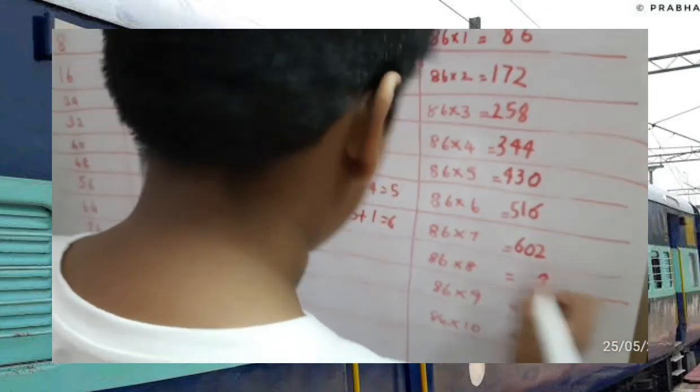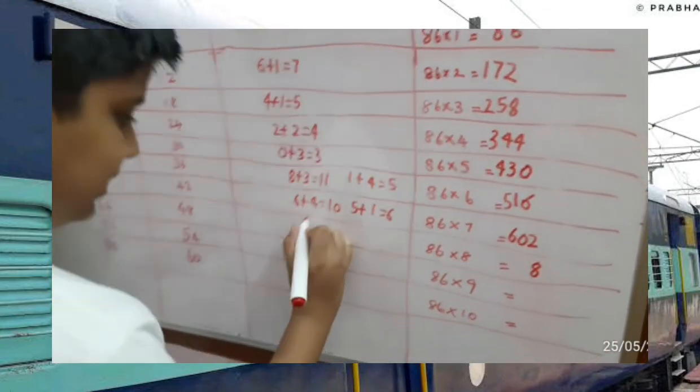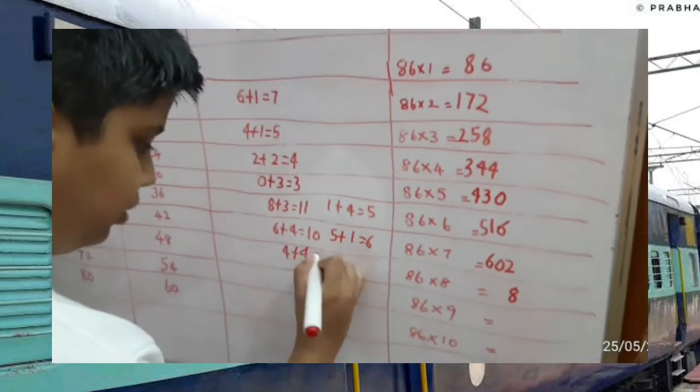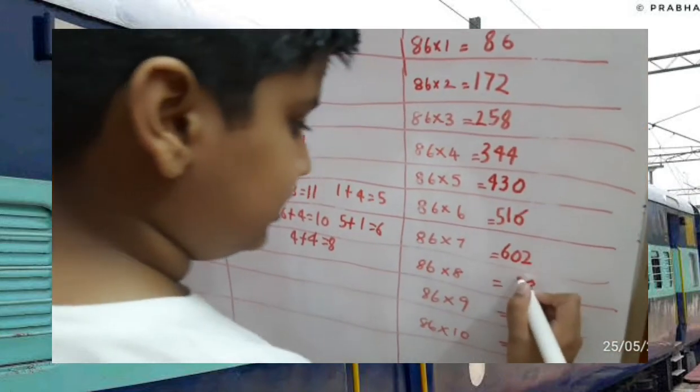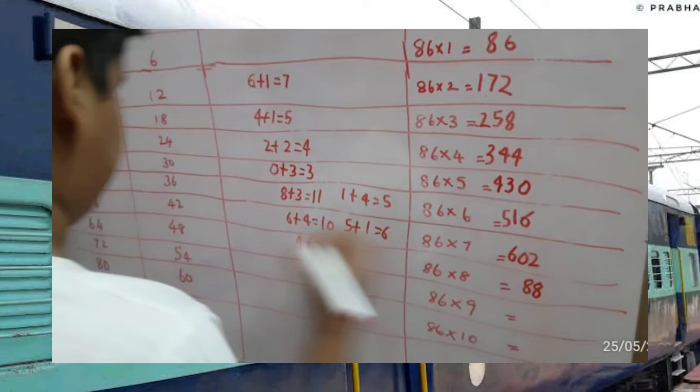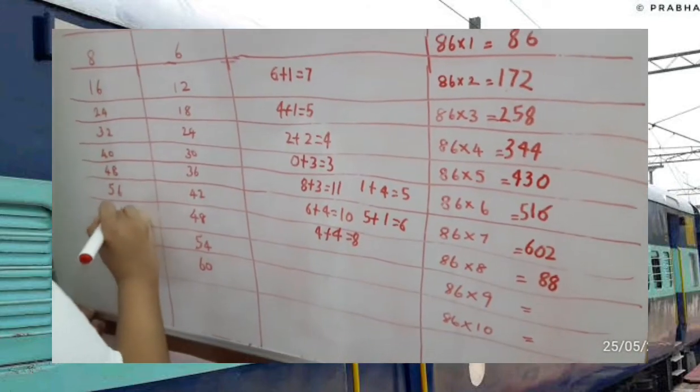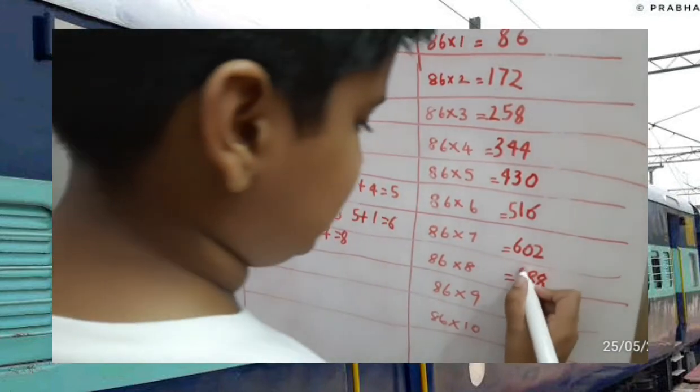Write 8 in 1's place. 4 plus 4 is equal to 8. So write 8 in 10's place. So there is no carry forward, right? Yes. Write 6 in 100's place.